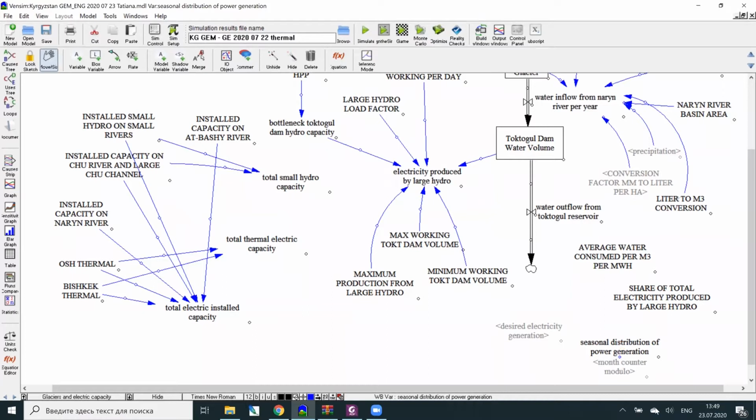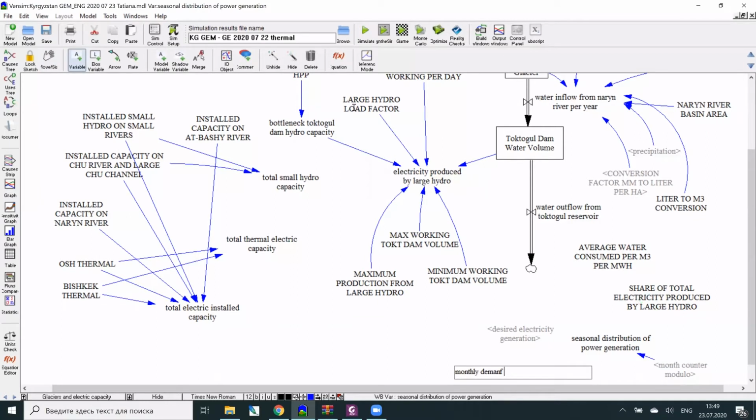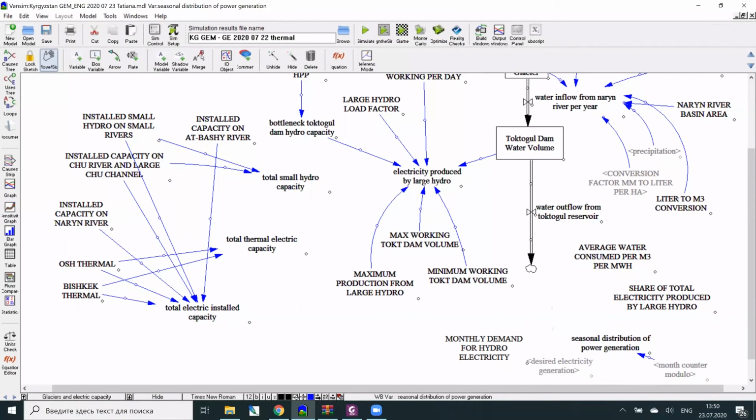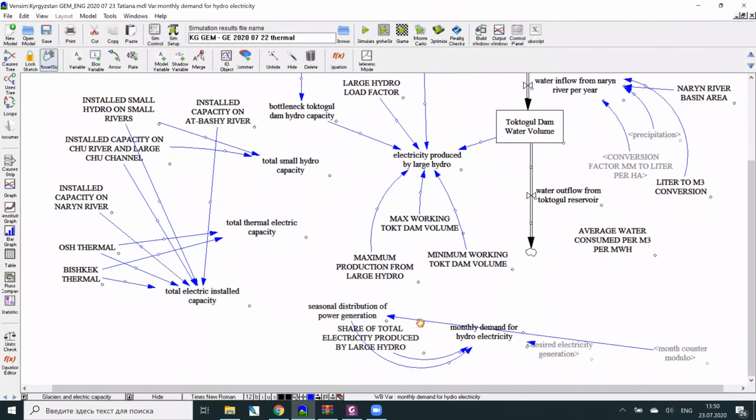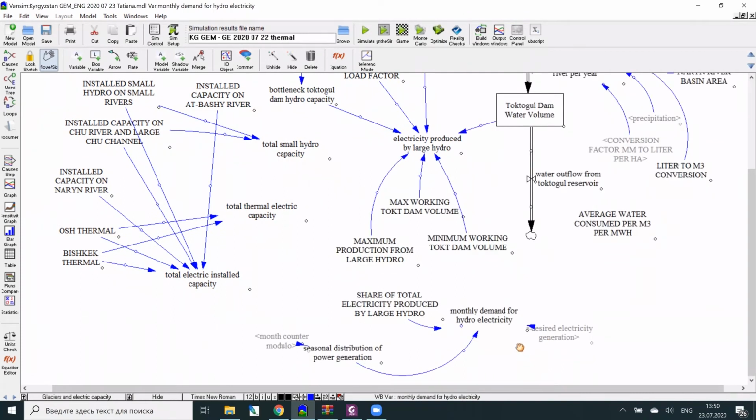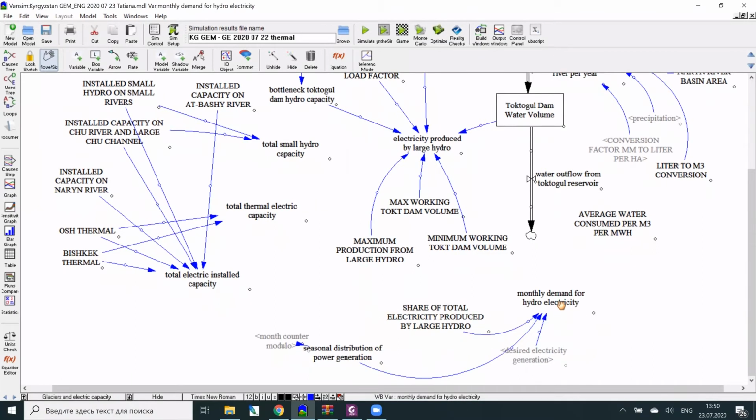So we have to add another variable called monthly demand for hydropower generation. And this will be the desired electricity generation multiplied by the seasonal distribution, multiplied by the share of electricity produced by large hydro. Then we have megawatt hours per month, right? Yes. So megawatt hours per month.